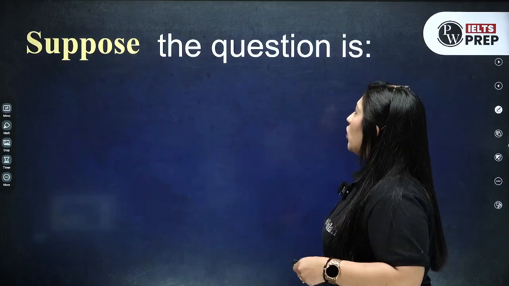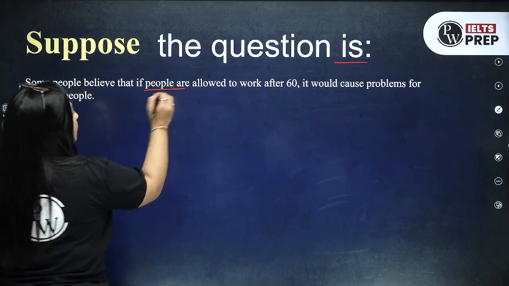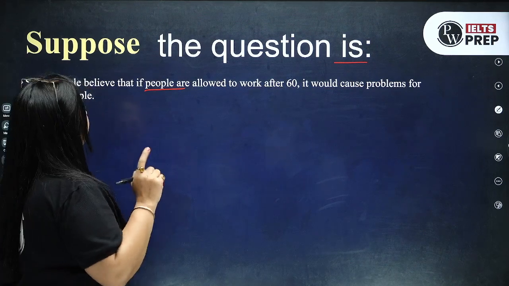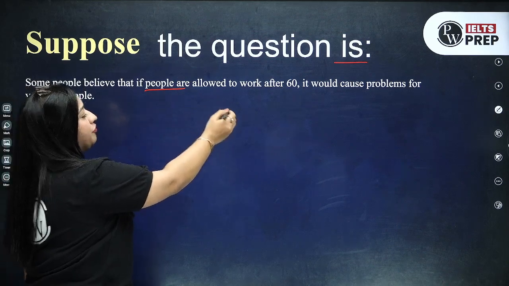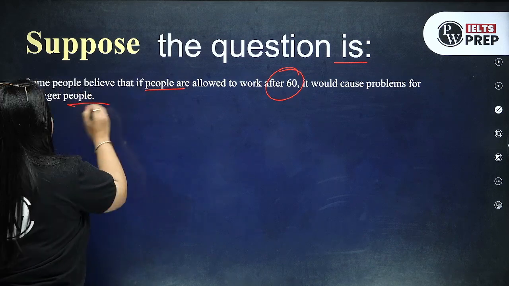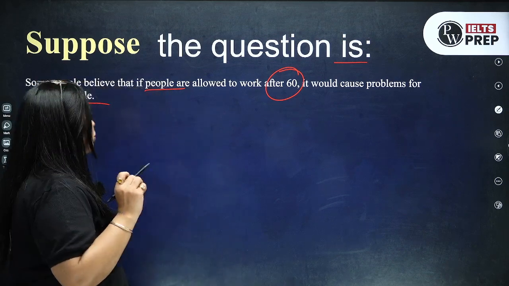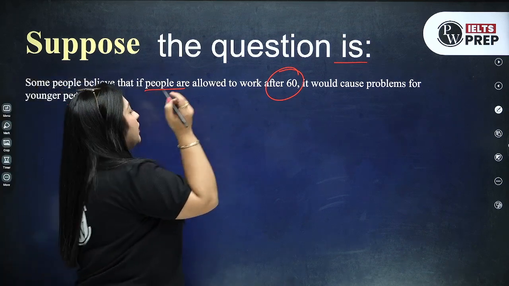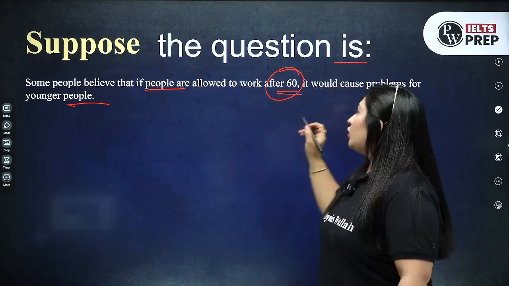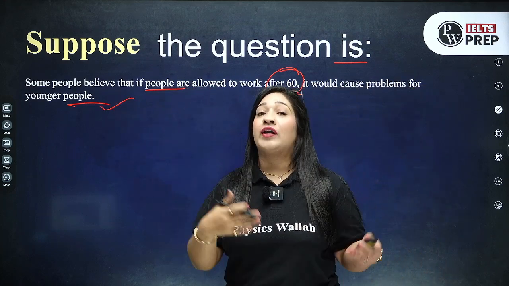Now, suppose the question is, some people believe that if people are allowed to work after 60, it would cause problems for younger people, right? This is the question. So first we need to understand what the question is. So the question is saying some people believe कि अगर लोग काम करते हैं उनके 60 के बाद भी, उनकी 60 एज के बाद भी, तो ये कहीं ना कहीं एक प्रॉब्लम होगी यंगर पीपल के लिए. या तो उनको भाई अपॉर्चुनिटी नहीं मिलेगी, वो रिटायर नहीं होंगे तो नए लोग कैसे आएंगे.